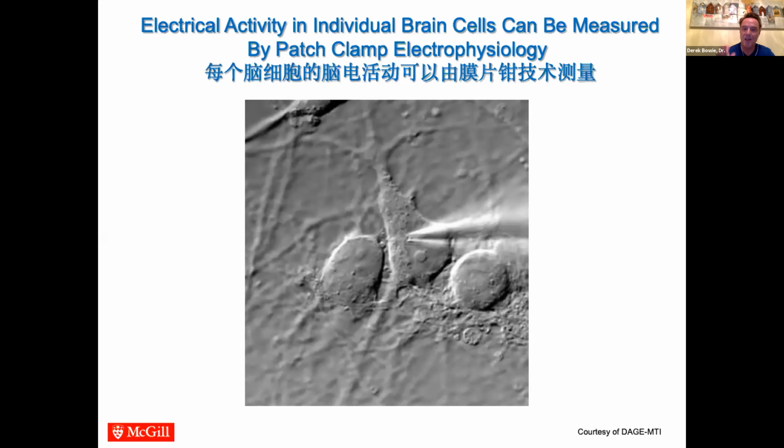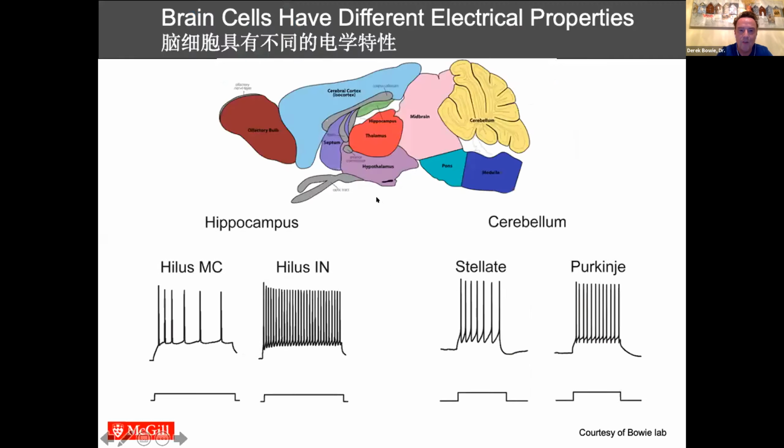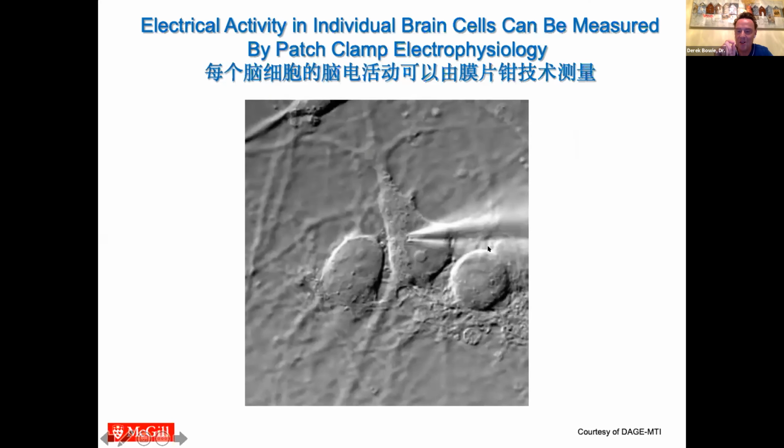What you can see is a nice big fat pyramidal type cell. It's got this pyramid type structure to it, probably in the cortex. Then you can see this out of focus patch pipette. It's a glass pipette that comes in and can touch the cell. Yeah, if you just go back to one. It can touch the cell because that patch pipette is connected to very sensitive amplifiers, which amplify the electrical signal. Then you can actually measure electrical activity from these individual cells.